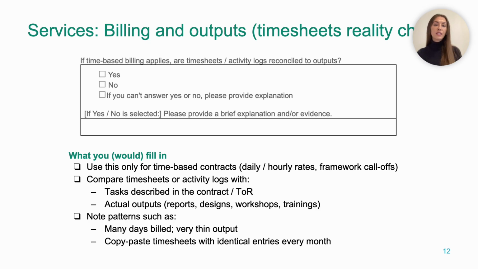But if you're not allowed to see the timesheets at all, you simply record that. So you need to say, "timesheets requested but not provided, cannot reconcile hours to outputs." That information gap is itself a control weakness. But on the positive side, if hours and outputs match, for example 10 workshop days, and you see agendas, participant lists, materials, and a solid final report, then you can tick yes and briefly say so.